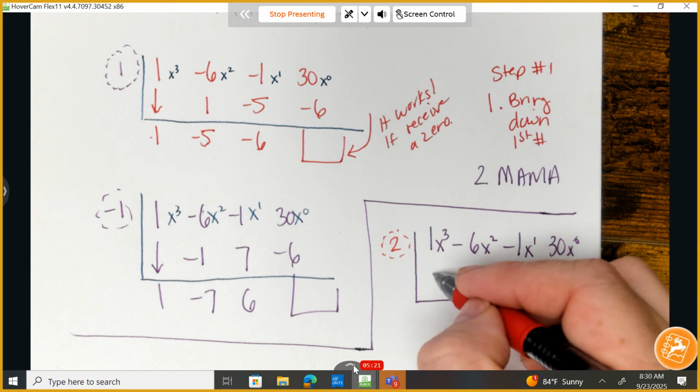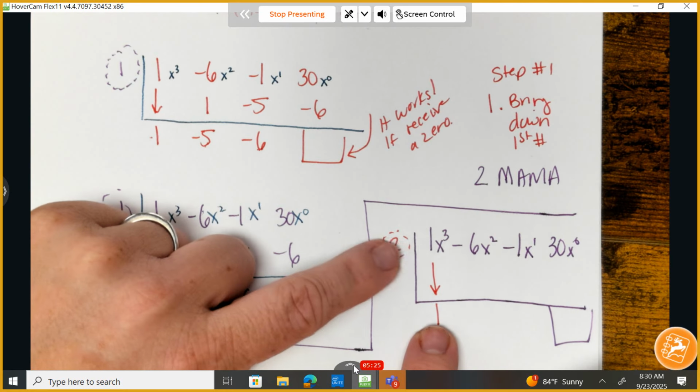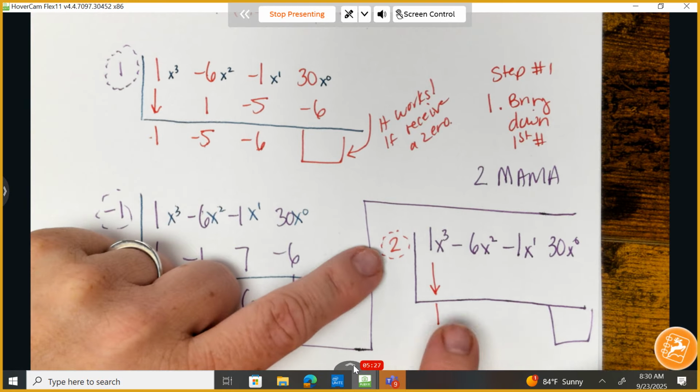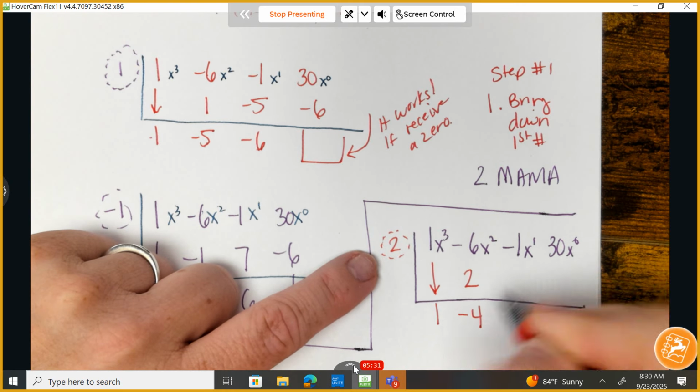Step 1 is always bring down that first number. And then I multiply always back to this magical number on the outside. So 2 times 1 is 2. I add straight down to get -4.